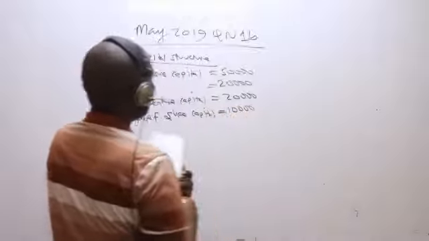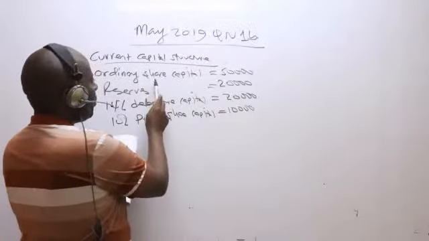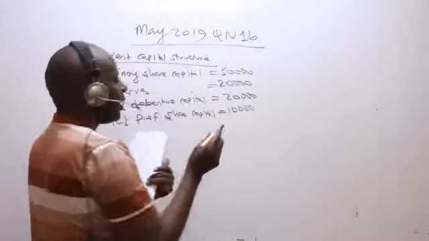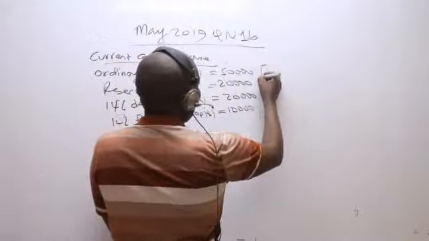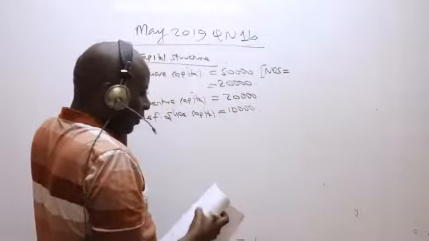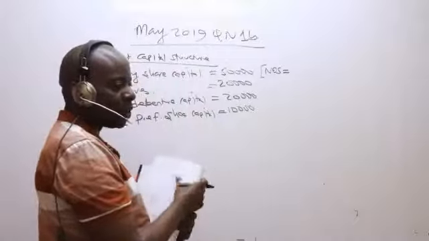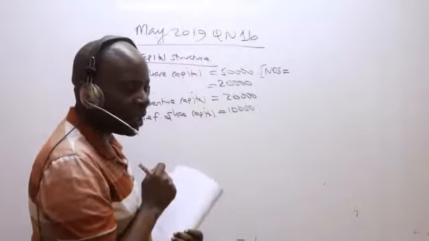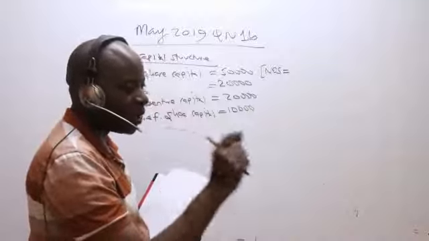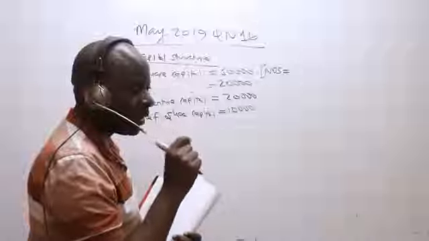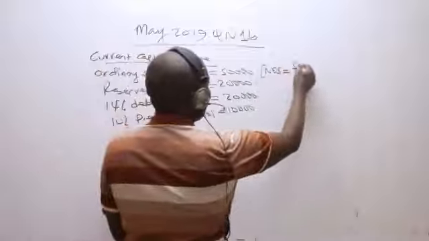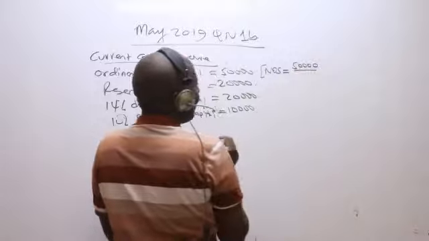Now, as a bright student, I know that whenever I see ordinary share capital, I will need the number of ordinary shares. So how do we get the number of ordinary shares? It's very easy. You take the share capital given, 50,000, and you divide this by the par value.